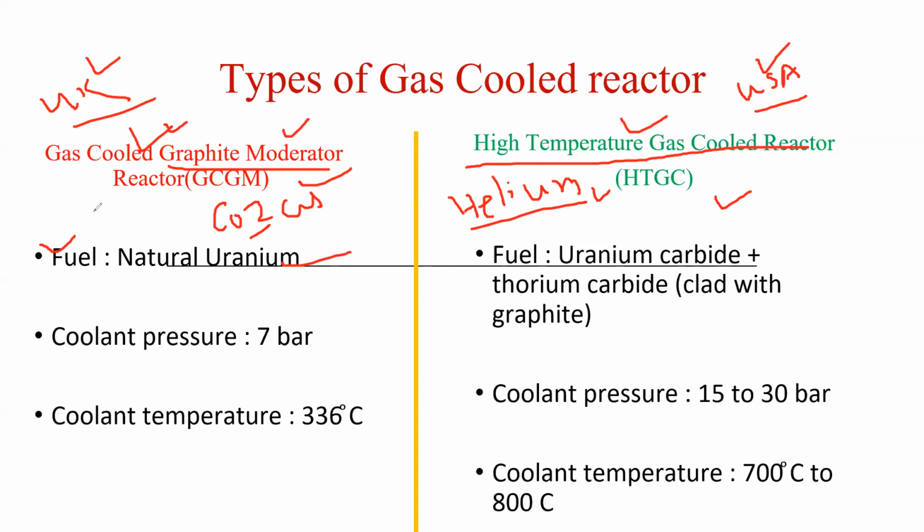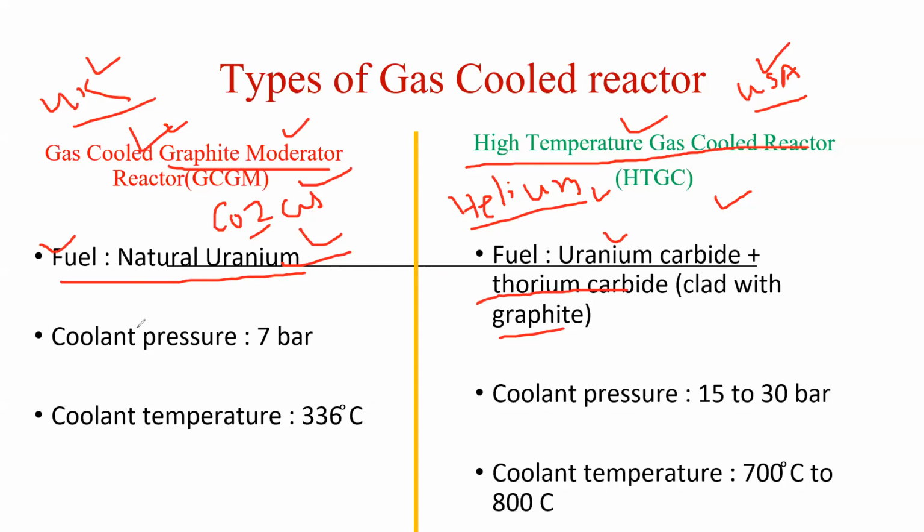Then the second difference is fuel, a major difference. Here we use natural uranium, and here we use uranium carbide plus thorium carbide, with some amount of graphite. That means here we combine uranium plus thorium, and here we just use natural uranium.